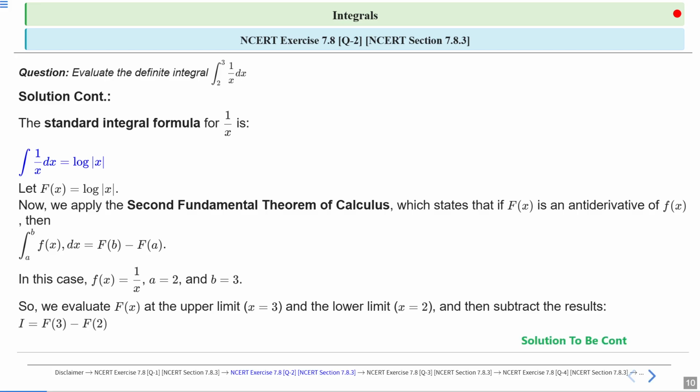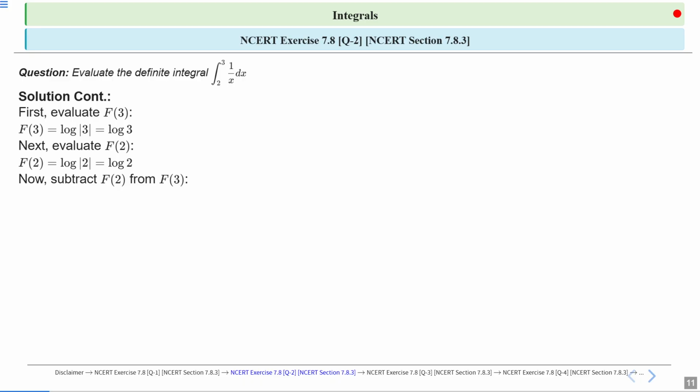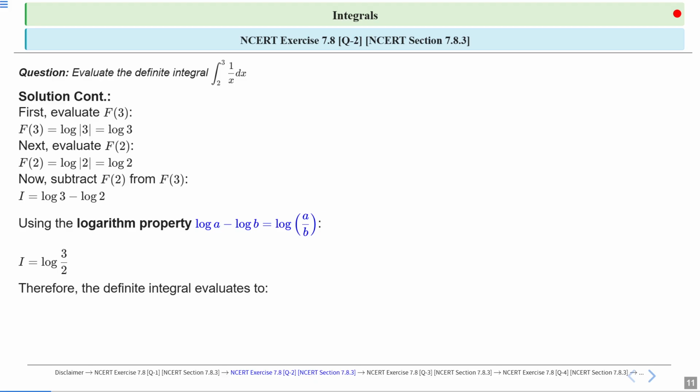So the value of the definite integral is: F3 is log 3, F2 is log 2. Now subtract F2 from F3. We get I is equal to log 3 minus log 2. Using the logarithmic property, log a minus log b is log a by b. So I is equal to log 3 by 2. Therefore, the definite integral evaluates to log 3 by 2.